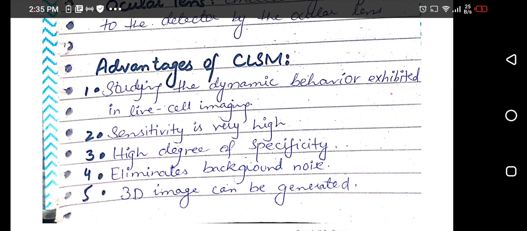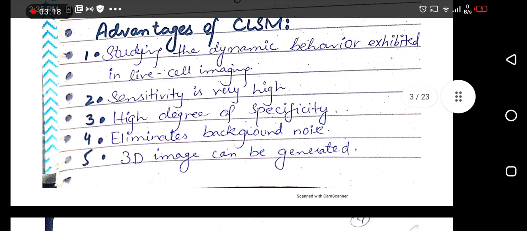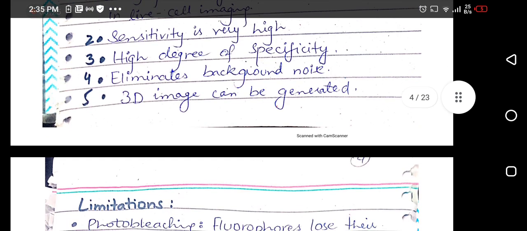The advantages of confocal laser scanning microscopy involve studying dynamic behavior in live cell imaging. Sensitivity is very high, there is a high degree of specificity, it eliminates background noise, and 3D images can be generated.